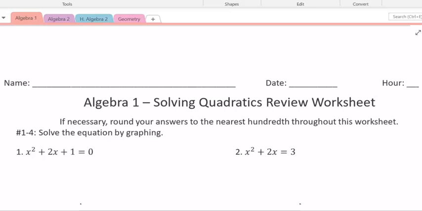We're going to go over the Algebra 1 Solving Quadratics Review worksheet. We're just going to do one of each type of problem if possible. So first we're going to start with section 1, numbers 1 through 4.